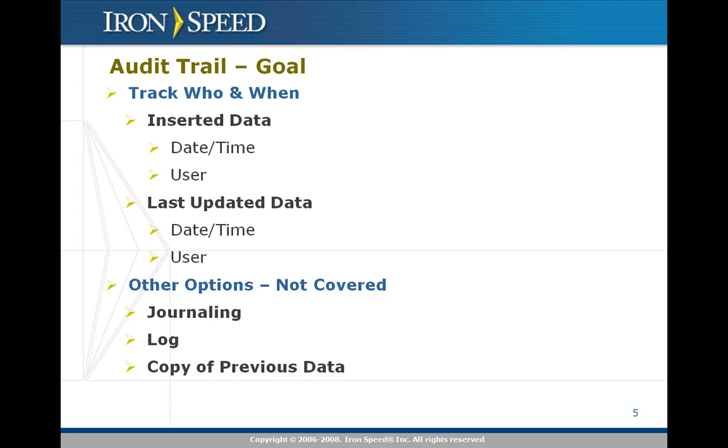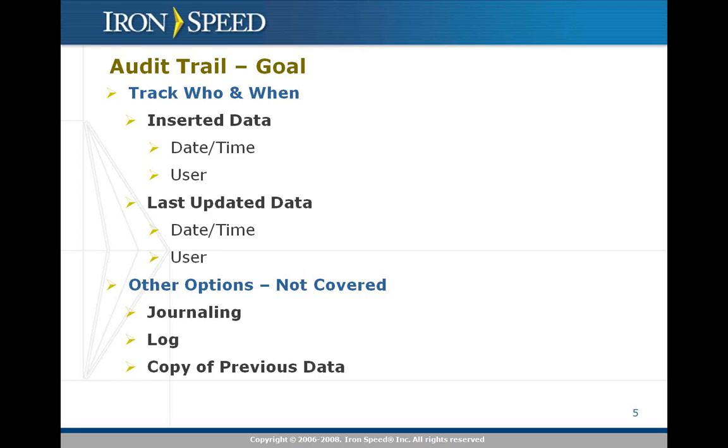So in order to do that, what we want to do basically is keep track of the date and time and the user at the time of inserting the data, when a record is first created. The second thing that we want to do is, whenever a record is being updated, we want to store the last updated date and time, as well as the user who actually last updated it.